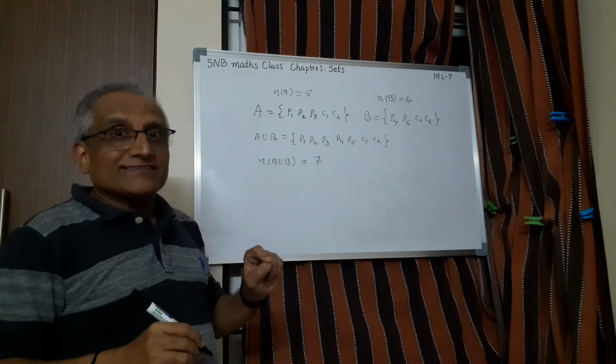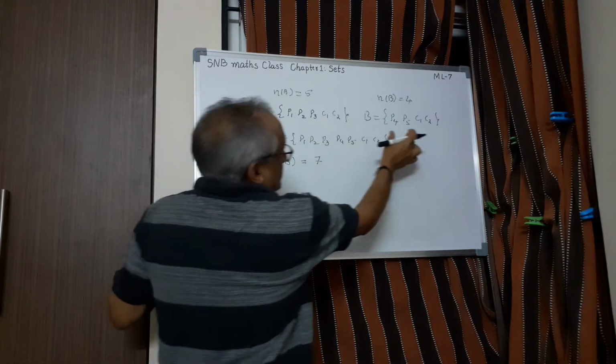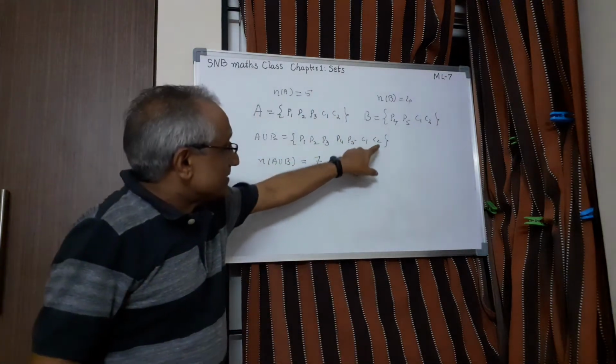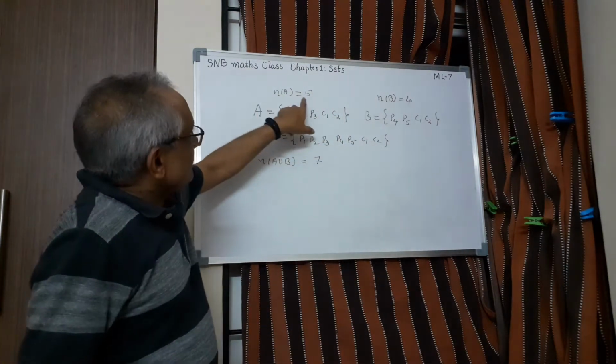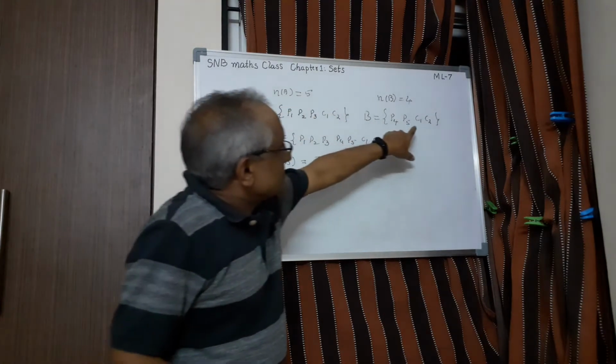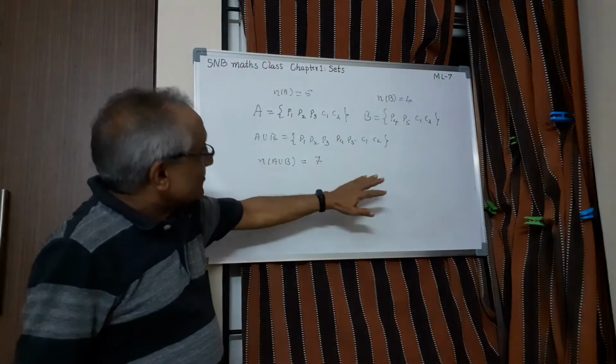This is the reason. See, C1, C2 is here, and C1, C2 is here also. When you are combining, you are taking them only once. Whereas here, this C1, C2 comes here also. Therefore, what you have to do is subtract once.